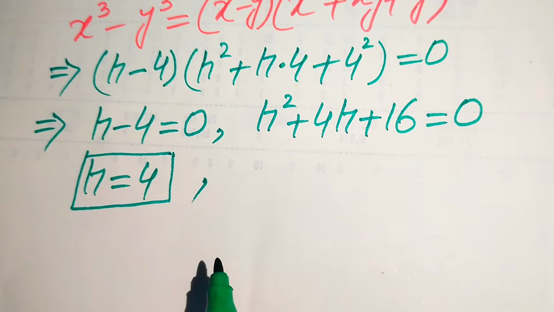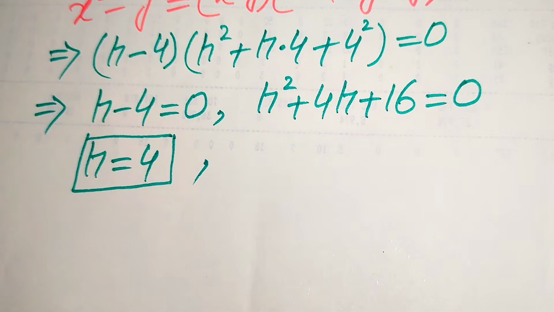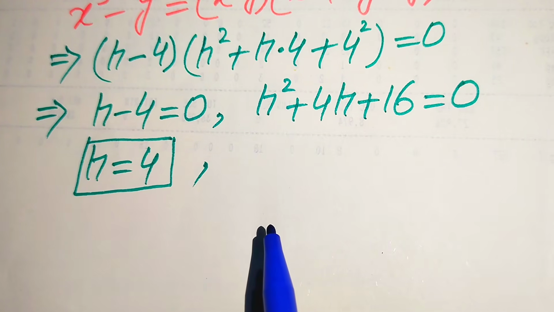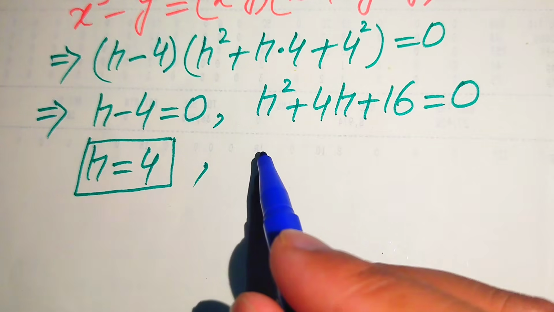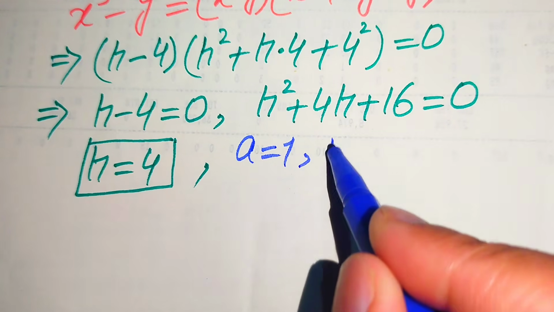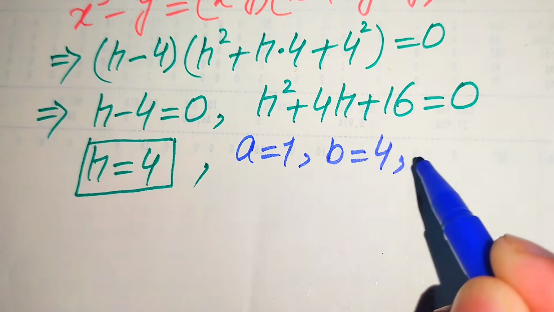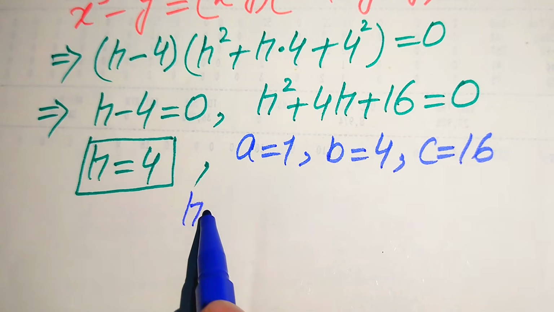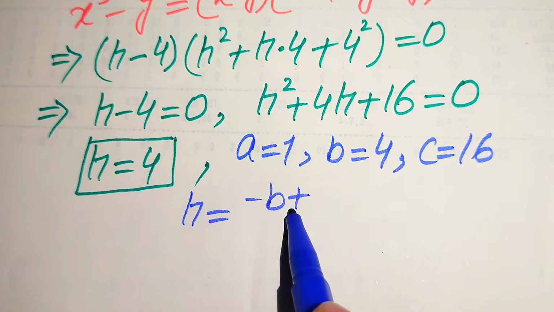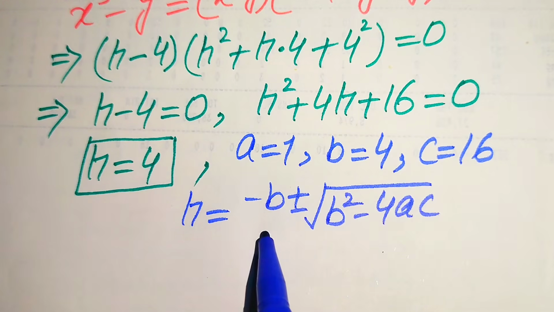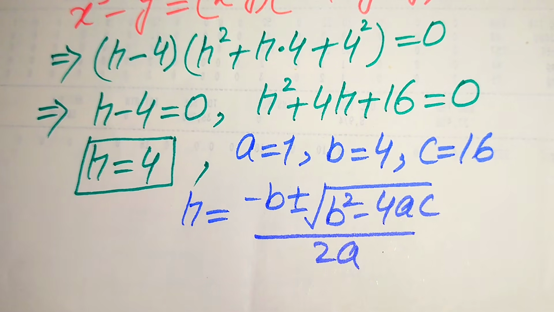You know that there are three methods to solve a quadratic equation. The first method is factorization, the second one is completing the square, and the third one is applying the quadratic formula. Here we use the quadratic formula. For this we first write the coefficients of this equation: a is equal to 1, b is equal to 4, and c is equal to 16. We state the quadratic formula as h is equal to minus b plus or minus the square root of b squared minus 4ac, divided by 2a.